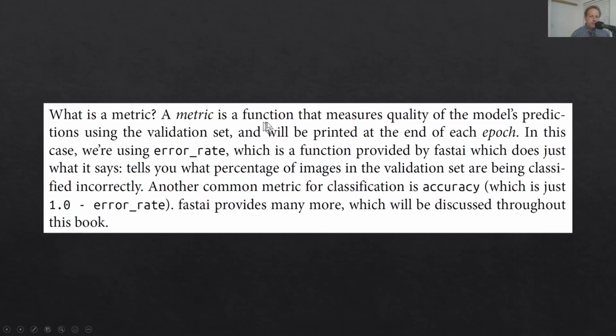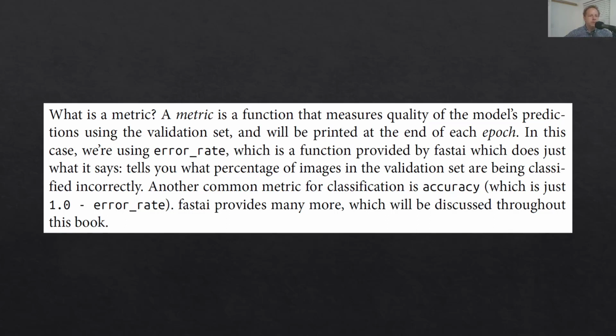So a metric is a function that measures the quality of the predictions using the validation set. Error rate is one. Another common metric is accuracy, which is just 1 minus error rate. So very important to remember from last week, we talked about loss. Arthur Samuel had this important idea in machine learning that we need some way to figure out how well our model is doing, so that when we change the parameters, we can figure out which set of parameters make that performance measurement get better or worse. That performance measurement is called the loss.